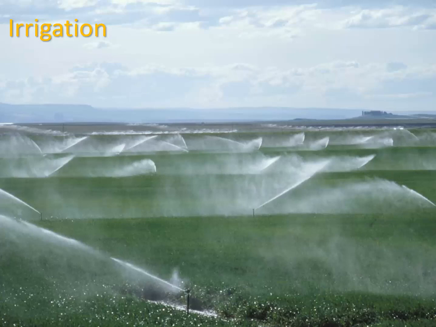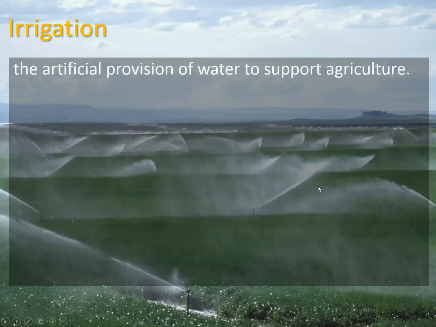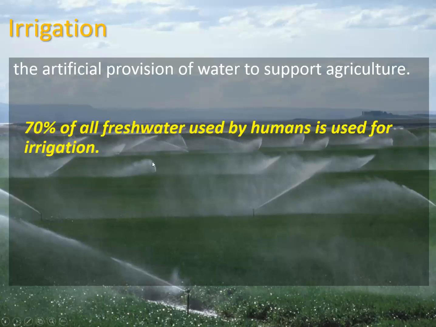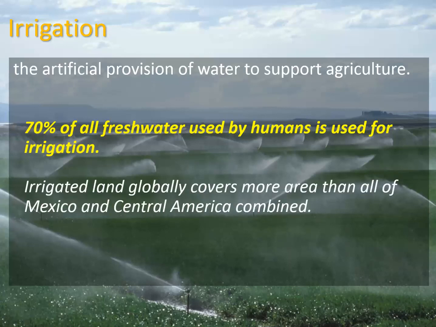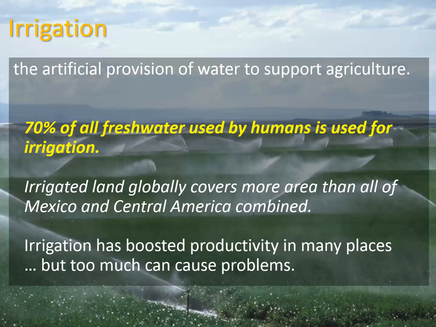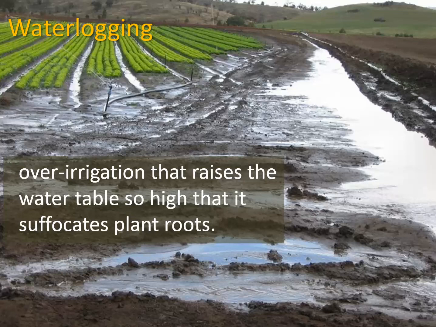Let's talk a little bit about over-irrigation. Here we see irrigating fields. This is a very inefficient way to do it. A lot of this water is going to evaporate off. But this is the artificial provision of water to support agriculture. 70% of all fresh water used by humans is used for irrigation, especially here in California. Irrigated land globally covers more area than all of Mexico and Central America combined. This is not a natural thing to irrigate land. And irrigation has boosted productivity in many places, but too much can cause problems. And we're going to take a look at some of those problems.